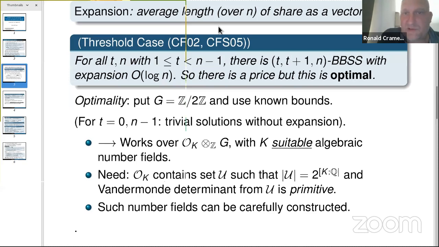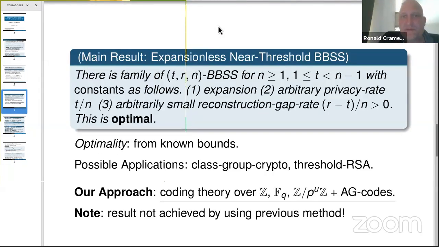So now I present our main result, expansionless near threshold black box secret sharing. We show in the paper here at Eurocrypt that there's a family of TRN black box secret sharing schemes for any number of players and for privacy parameter at least one, smaller than N-1, so the interesting case, with constants as follows. Constant expansion, so not logarithmic, constant. An arbitrary privacy rate T over N and an arbitrarily small reconstruction gap rate R minus T divided by N. And we also show using known bounds that this is optimal.